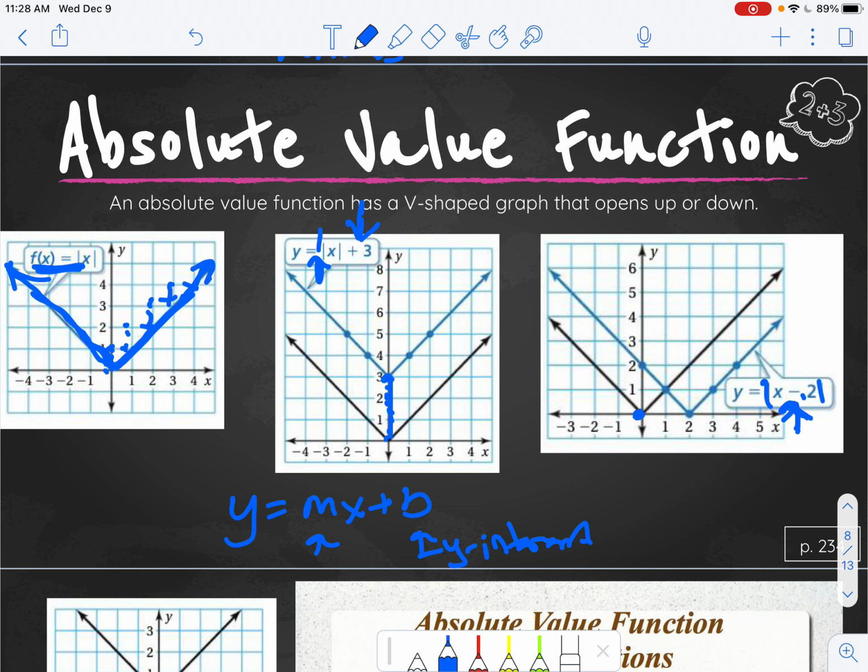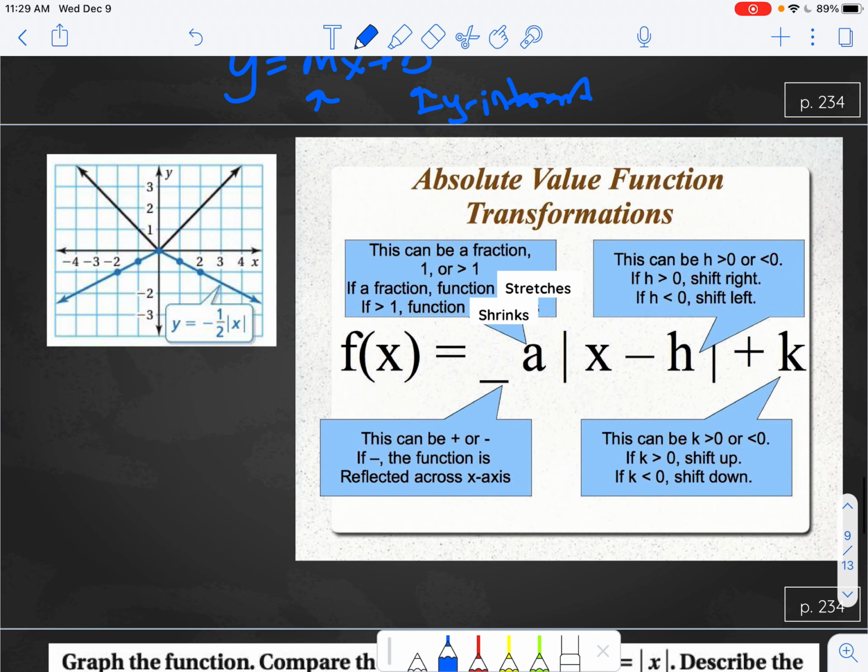When we see this negative sign, if we have inside the absolute value sign x minus 2 like we have here, that means we move our graph 2 spots in the positive direction. So it's a little bit backwards thinking. On the other hand, if it said x plus 2, then we would move 2 spots in the negative direction. And you'll see how that works out in your homework a little bit more.